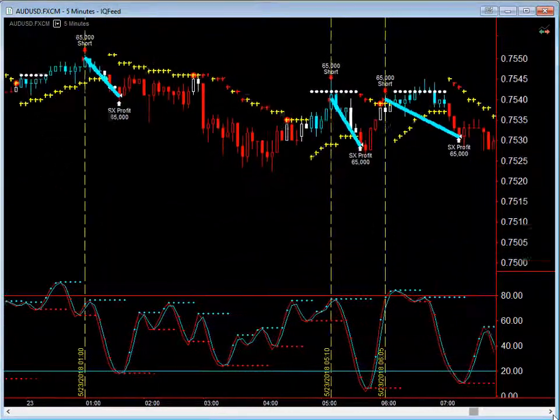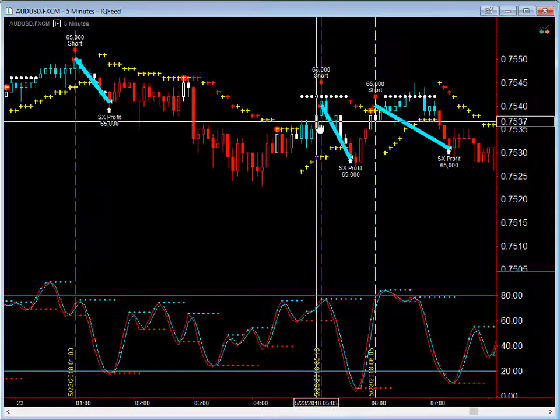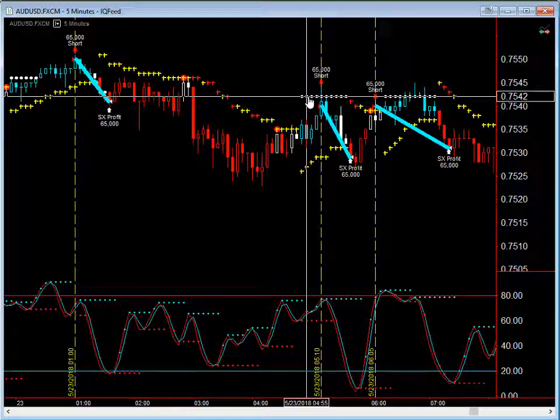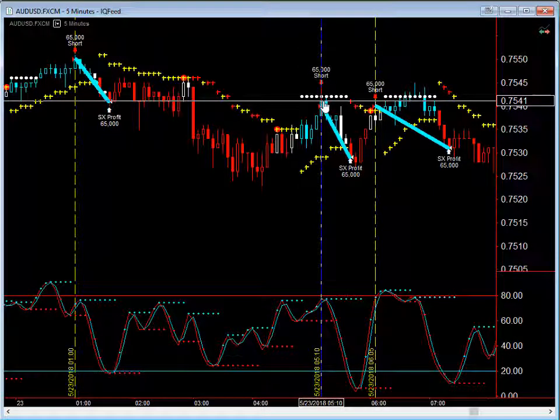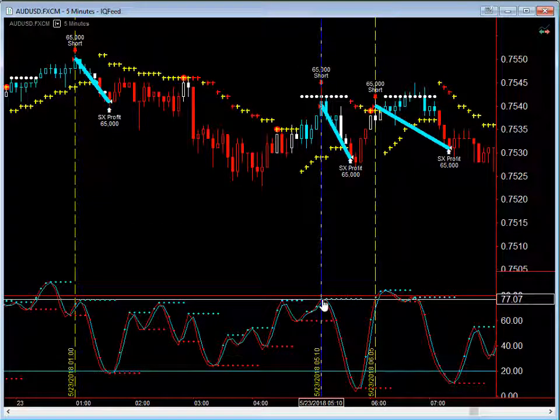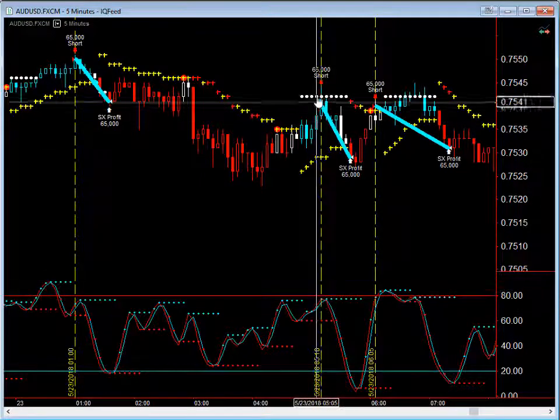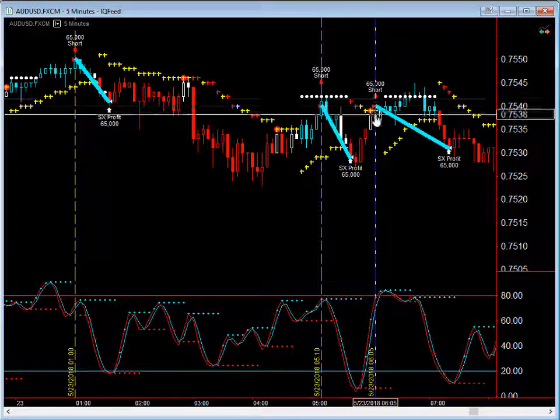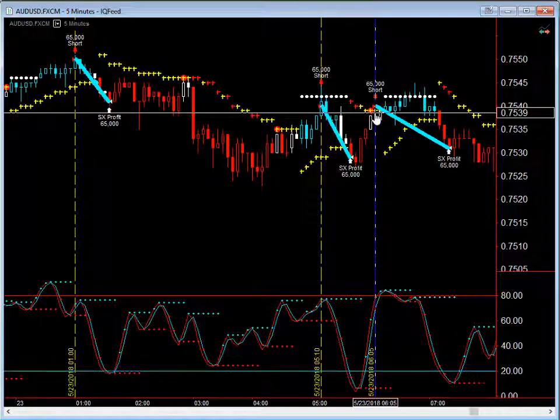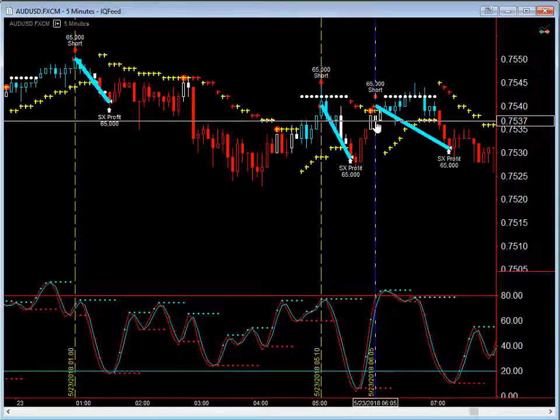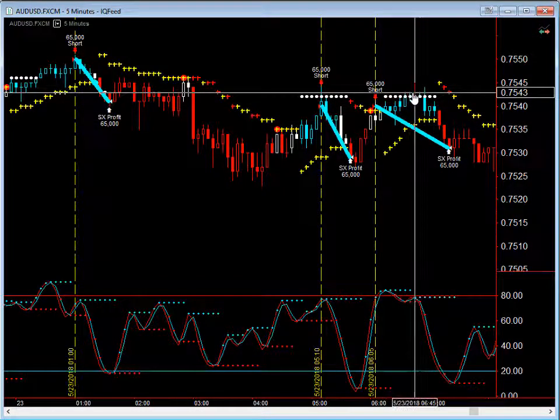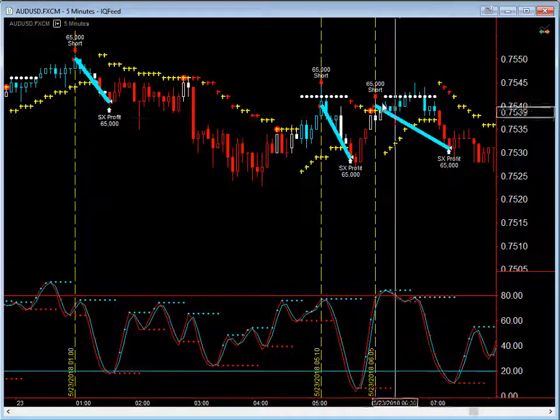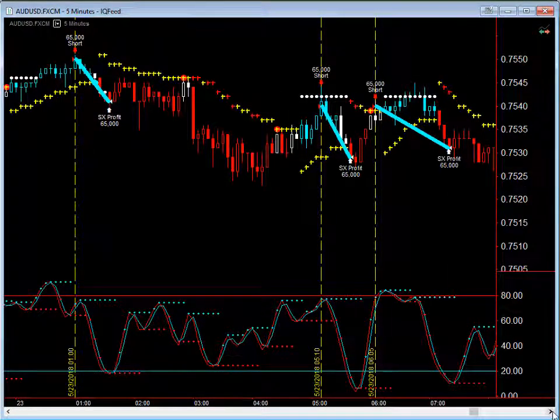Then as we progress, you can see here, it's like the perfect setup again. You're at the congestion dot, and when you get the signal, you're really overextended down here on the stochastics. Again, this is the money trade. Here, you get the signal on this bar, and you could have either entered on that bar, or you could wait and let it test the congestion dot before it starts to come down. Either one of these would have been a profitable trade.